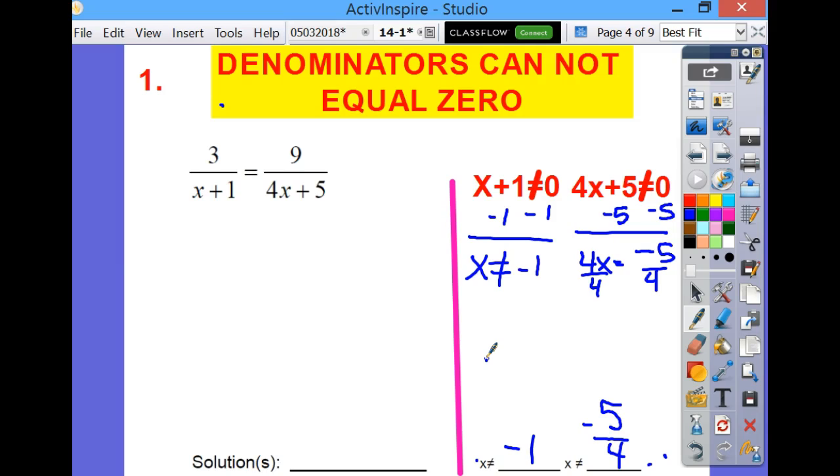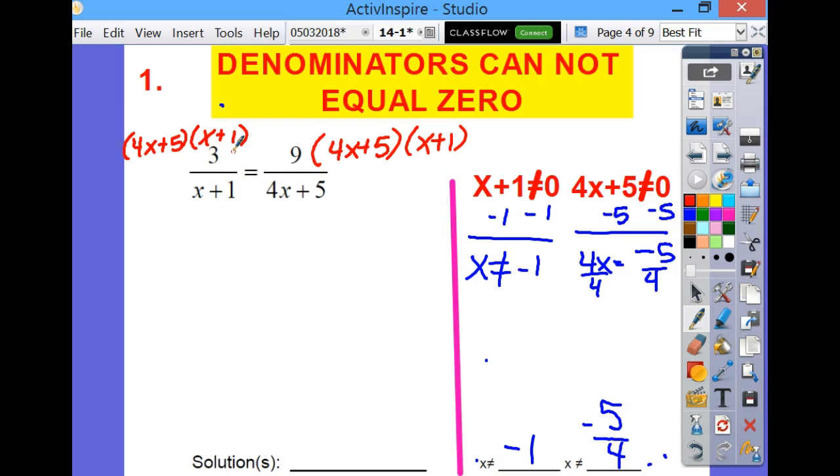Now we have to find out what it is equal to. You know that you can solve a proportion by multiplying by the cross product. But I want you to think about a proportion in a different way. Instead of doing the cross product, I want you to multiply by the LCD, least common denominator. I want you to multiply both sides of your proportion by the LCD.